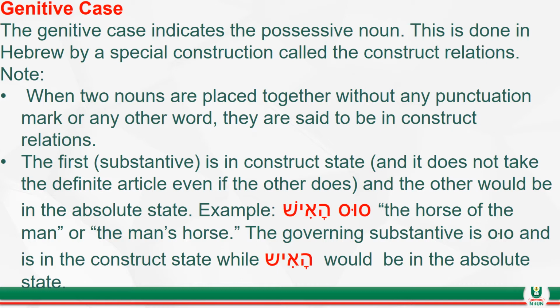An example is Sus ha-ish, the horse of the man, or the man's horse. The governing substantive is sus and is in the construct relation, and as you can see, it does not have the definite article, while ha-ish is in the absolute state.